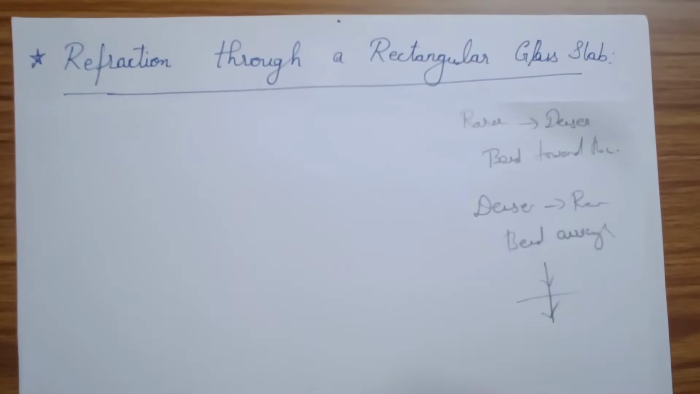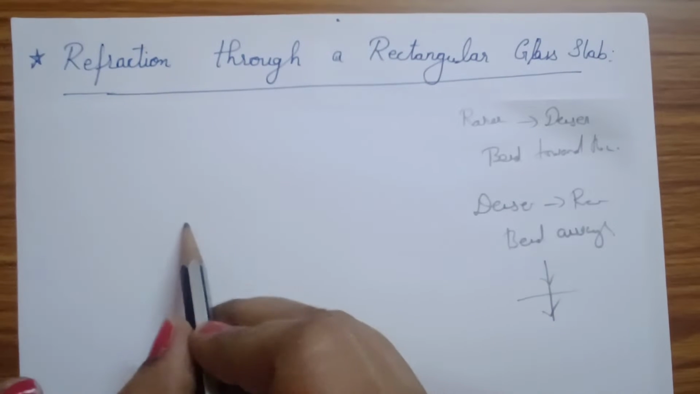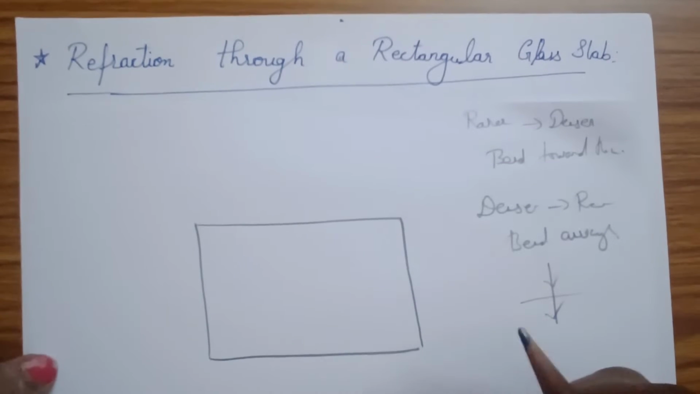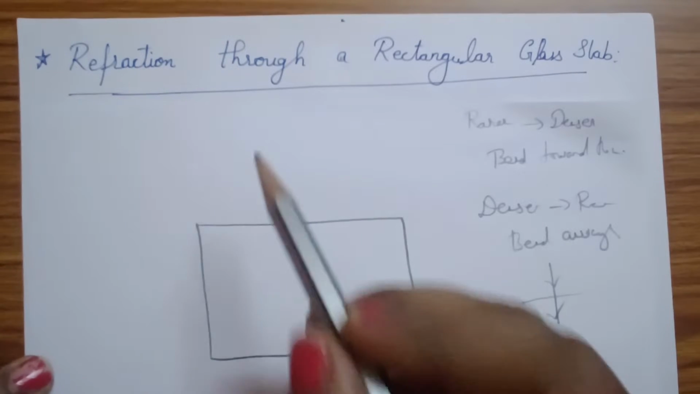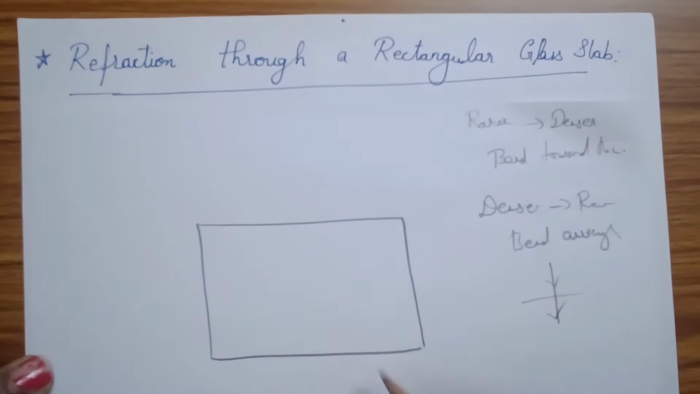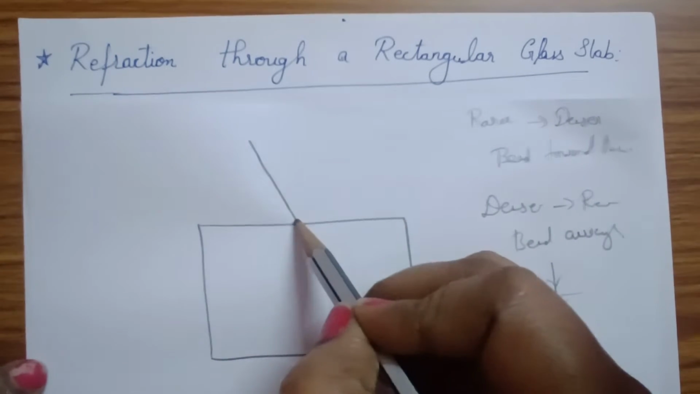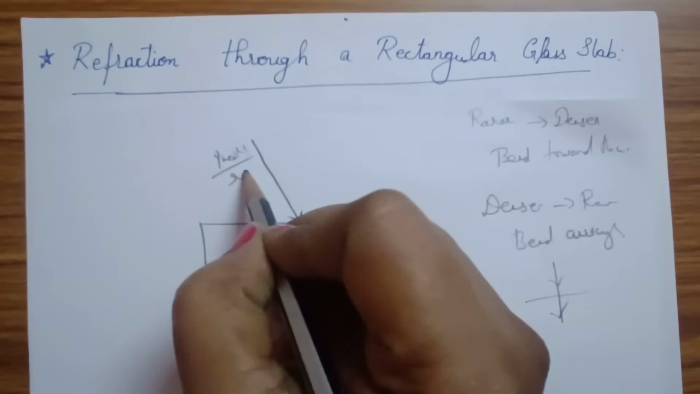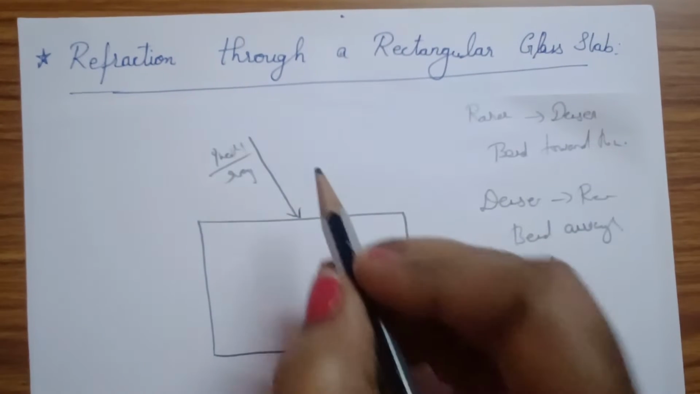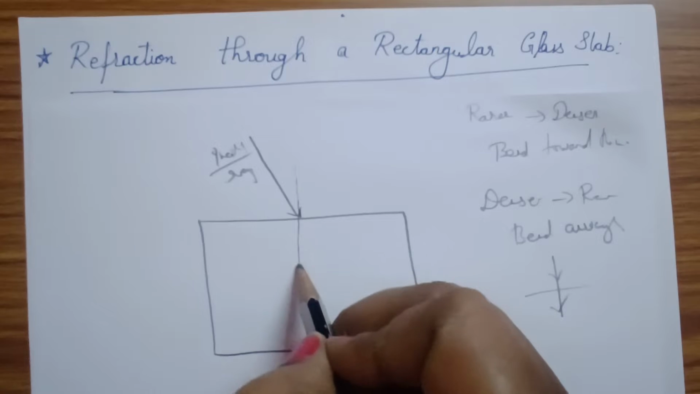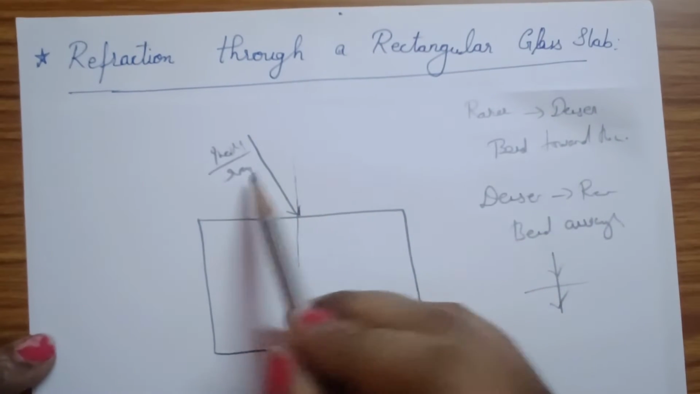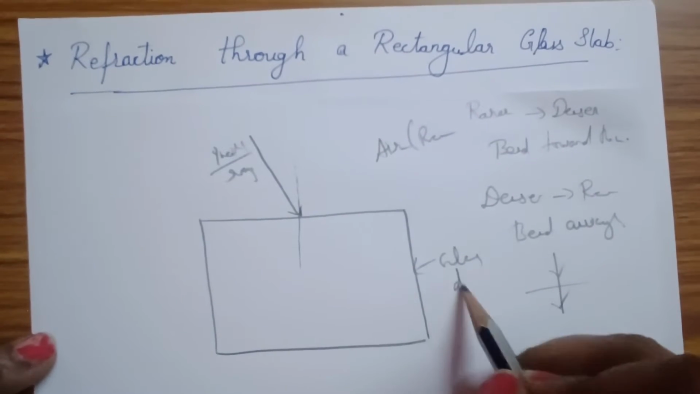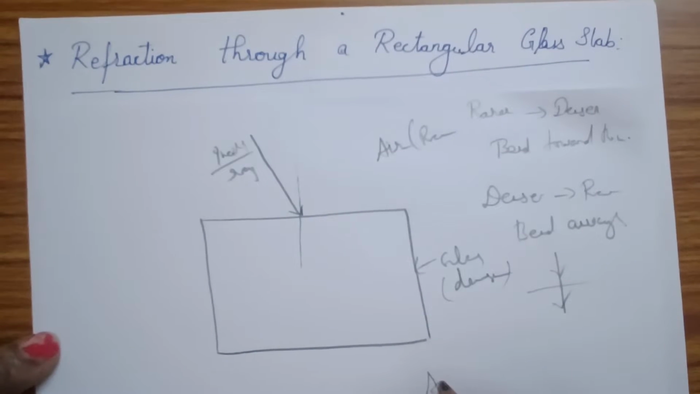Okay. Today we'll see the refraction through a rectangular glass slab. So take a glass slab like this. We are taking a rectangular glass slab. This is your incident ray, right? If you draw the normal at this point, this is your normal. This is your air, the rarer medium, and this is your glass, the denser medium, right? And again this is your air, right?